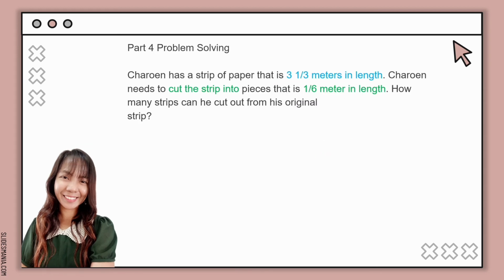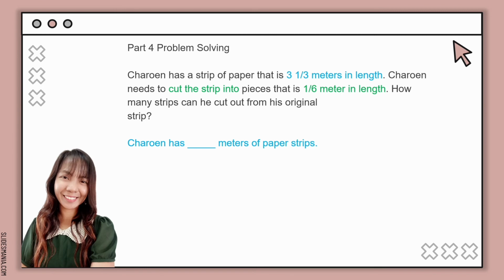Problem solving, part 4 of the test. Sharon has a strip of paper that is 3 1/3 meters in length. And Sharon needs to cut the strip into pieces that are 1 over 6 meter in length. How many strips can he cut out from his original strip?